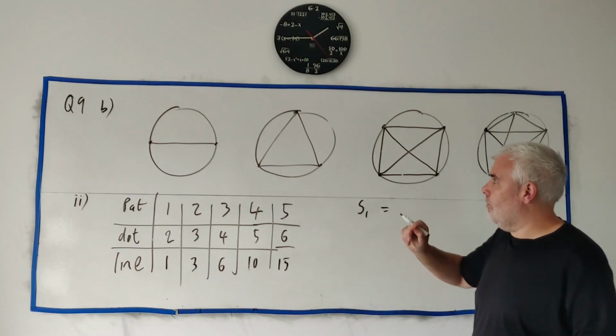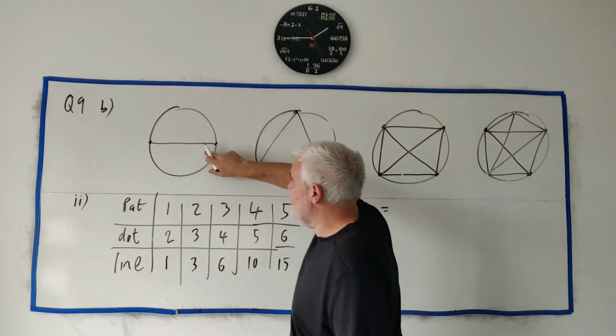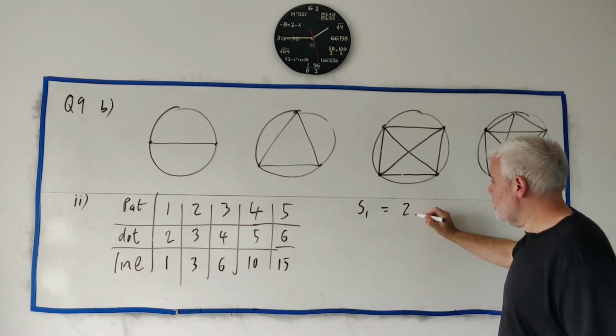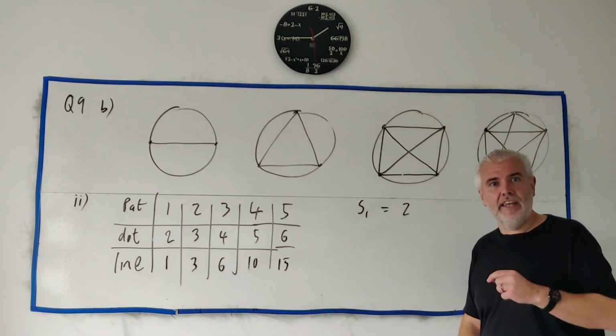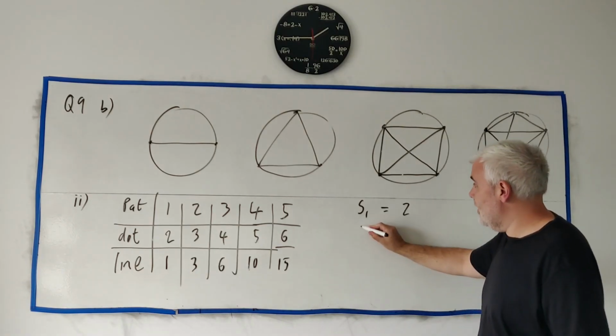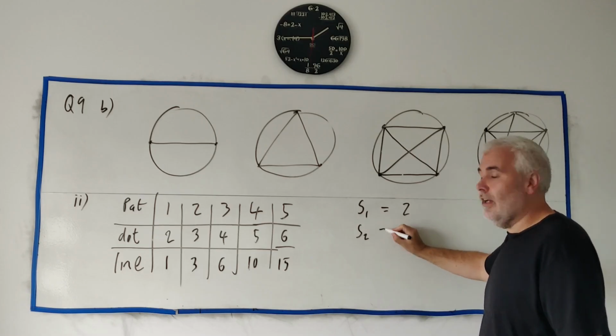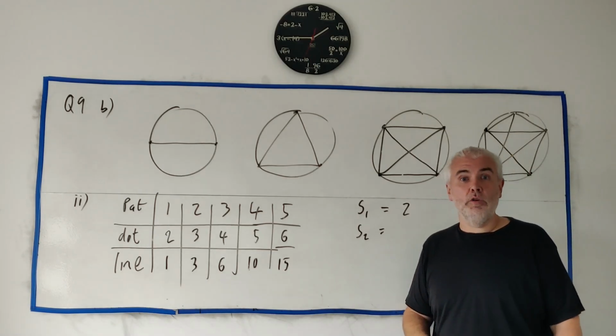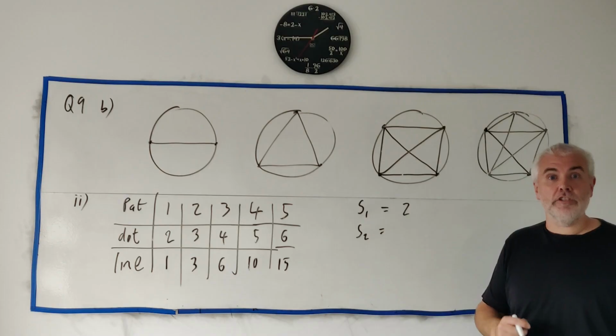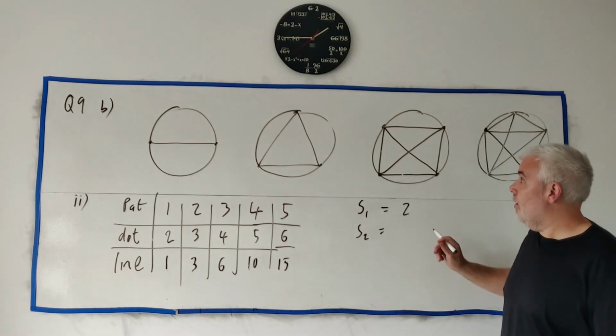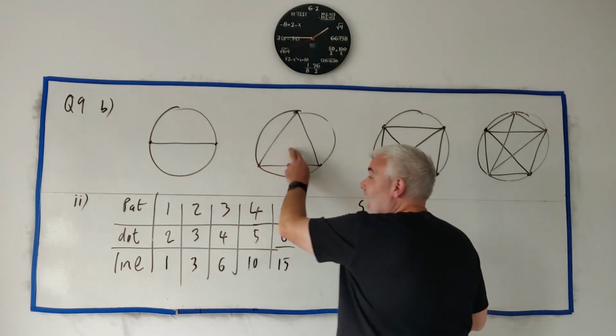We can read that. That first one pattern will be here. How many dots are needed to make that? 2. S1 is 2. I'll do this 3 times. I'll read it again. Instead of n, I'm just going to say 2. S2 is the total number of dots required to make the first 2 patterns. First 2 patterns is this and this.